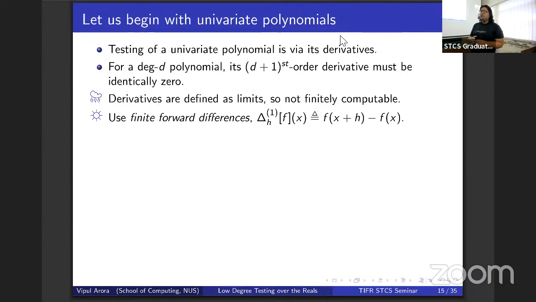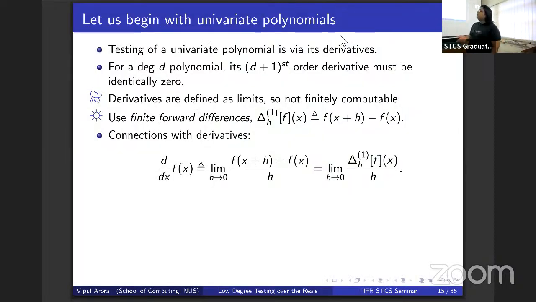So instead of using the derivative, we use a finite forward difference operator. The first order finite forward difference of f at the point x with the offset h is nothing but f(x+h) minus f(x). And this finite forward difference operator is connected to our usual notion of derivatives. The derivative of f at the point x is nothing but the ratio of the finite forward difference operator with the offset h, divided by h, in the limit as h goes to 0.